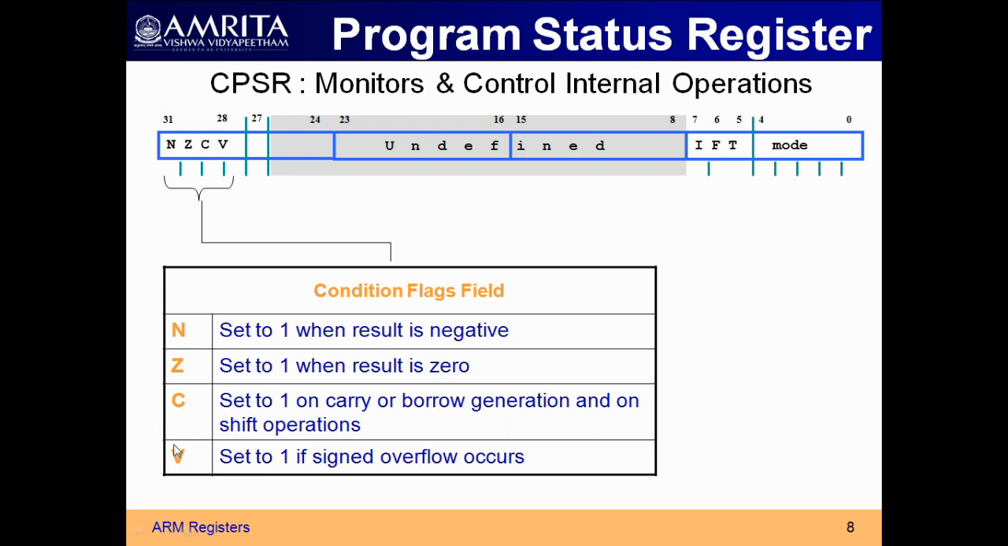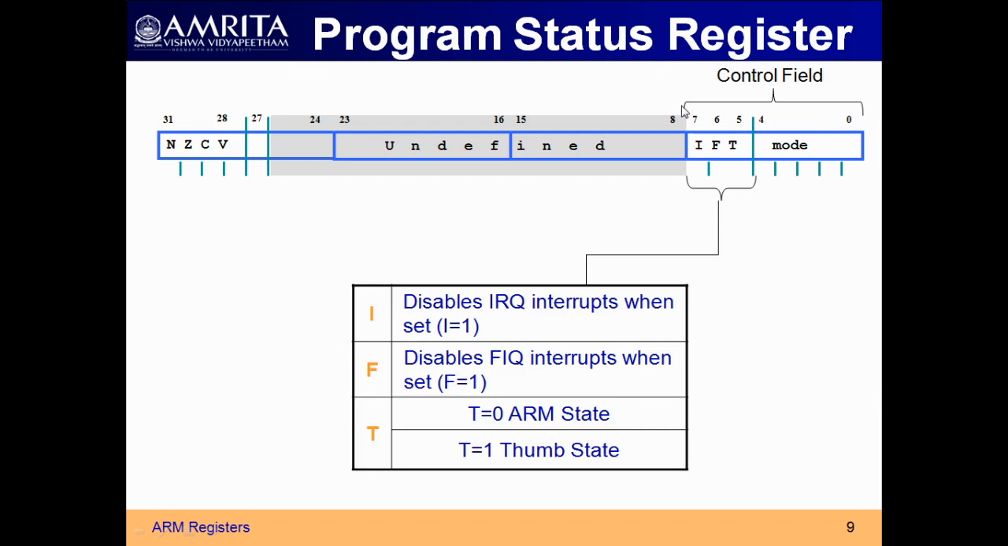It is known as the V bit. So these are the status bits or flag bits. This field is known as the condition flag field. Similarly, we have another field known as the control field. The control field consists of two sections. One is shown by these bits I, F, T, and another set of bits is shown by the mode selection bits.